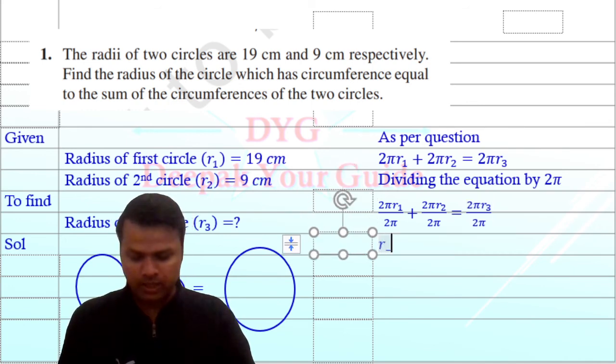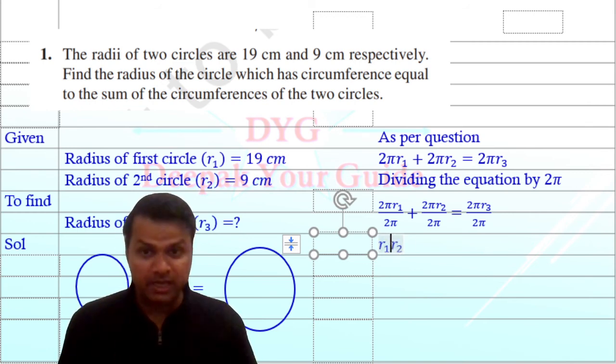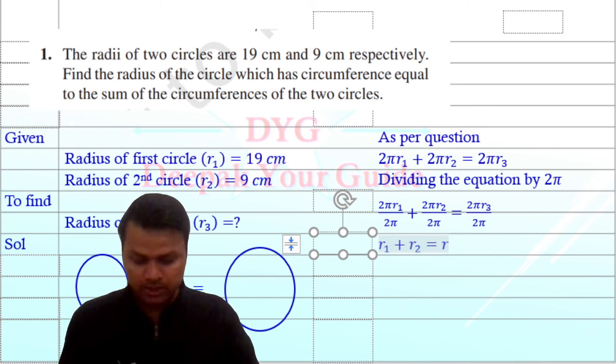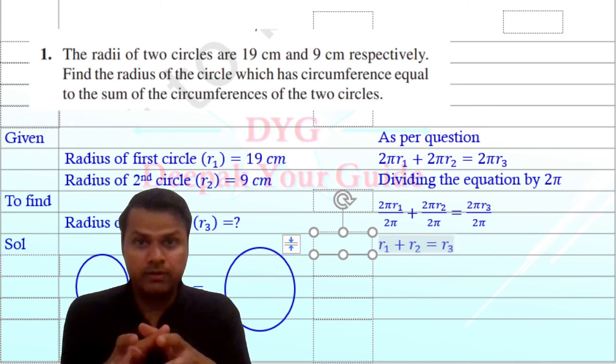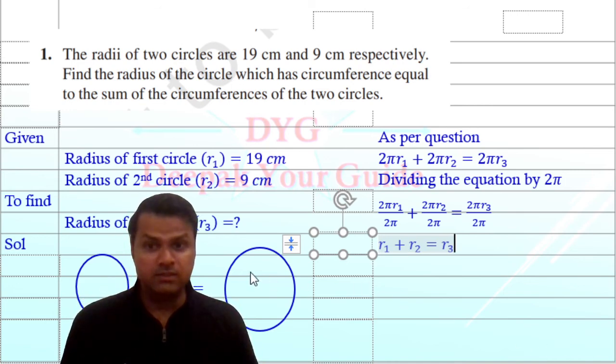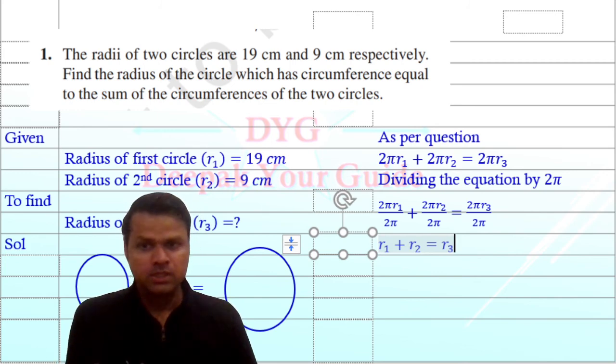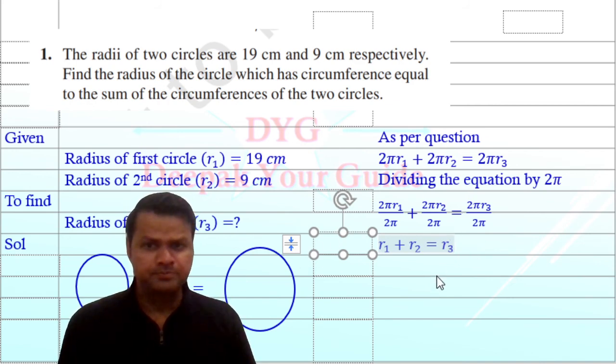So we have got r1 plus r2. Plus is not there, sometimes the keyboard stops working. So r1 plus r2 is equal to r3. I hope you got the idea what we are doing here. In the question they gave that the circumference of the third circle is equal to the sum of the circumferences of these two circles. This is the figure which you don't have to make in the exam. I just made it for the explanation part.